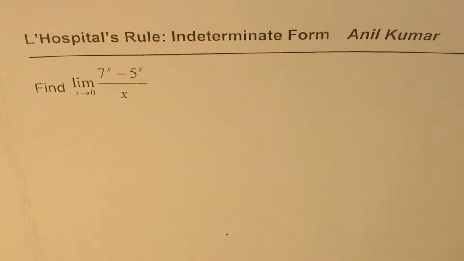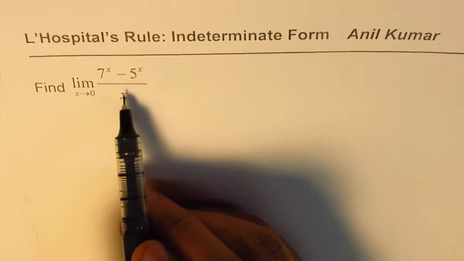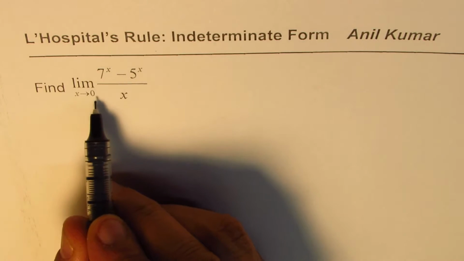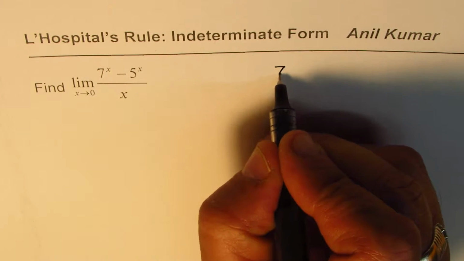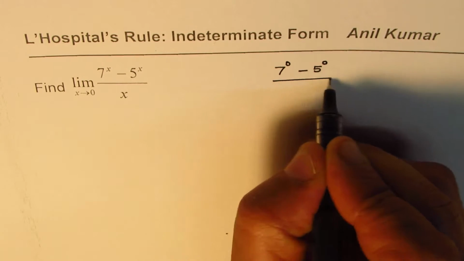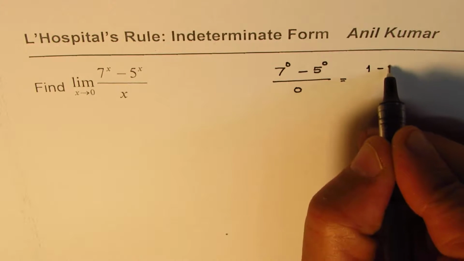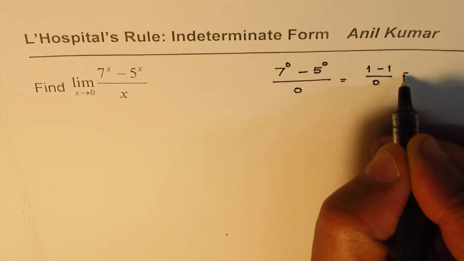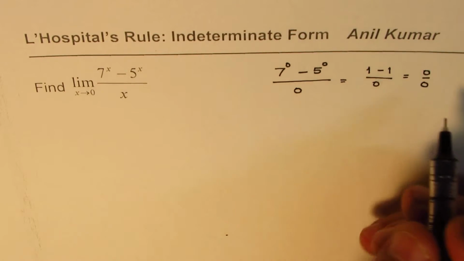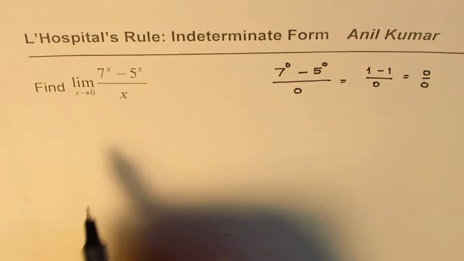Now whenever you want to apply L'Hopital's rule, you should first check if it is in indeterminate form or not, right? So let's substitute 0. What do we get? We get 7 to the power of 0 minus 5 to the power of 0 in the numerator. Denominator is 0, right? Now anything to the power of 0 is 1, so we have 1 minus 1 over 0, and that is 0 over 0. So 0 over 0 is indeterminate form, and therefore we can apply L'Hopital's rule.